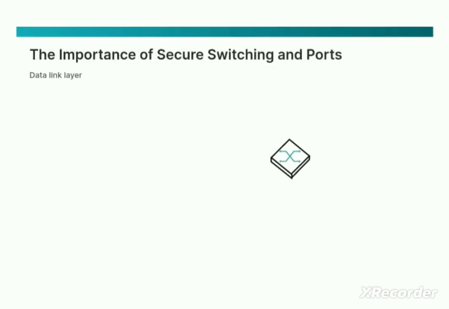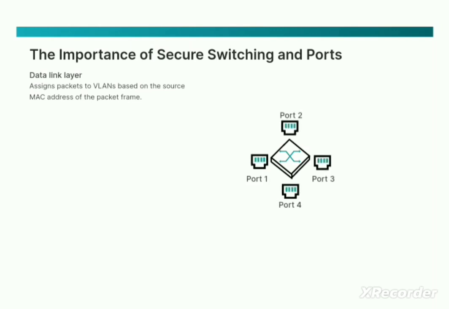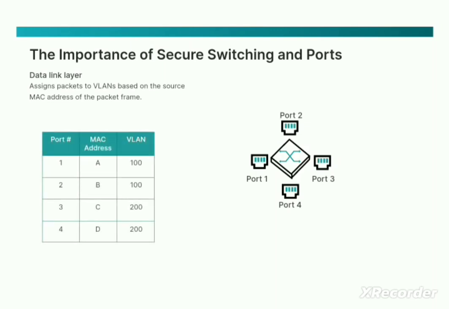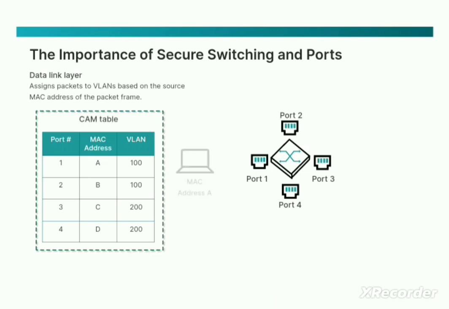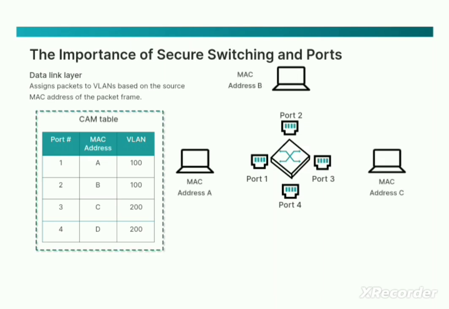Switches operate at the data link layer of the OSI model. They assign packets to VLANs based on the source MAC address of the packet frame. Switches store port information, including port capabilities, VLAN parameters, and the MAC addresses of devices connected to the switch, in a content addressable memory, or CAM table. Switches send frames to the ports of the corresponding switch. Without secure switching, switches can be vulnerable to attacks at the data link layer.